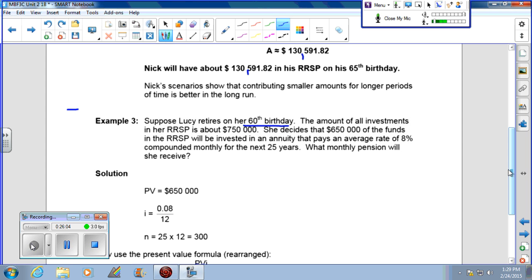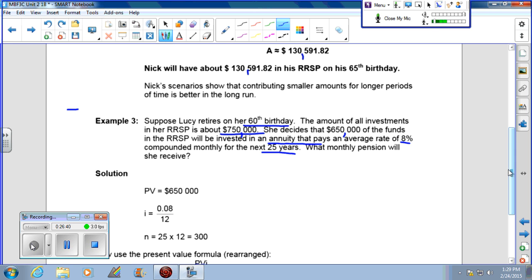The amount of all investments in her RSP is about $750,000. And that can happen, you start really young. If she worked for a company that had a pension way back, because a lot of companies had pensions years ago, and then when she stops working for them, that money goes into her RSP. So that's how that comes about. So she decides that $650,000 of it will be invested in an annuity that pays an average rate of 8% compounded monthly for the next 25 years. What monthly pension will she receive?